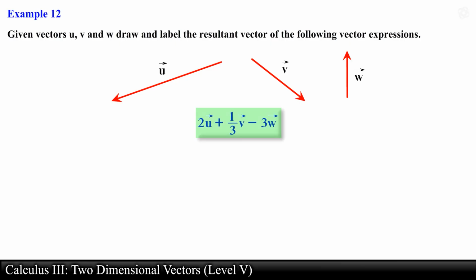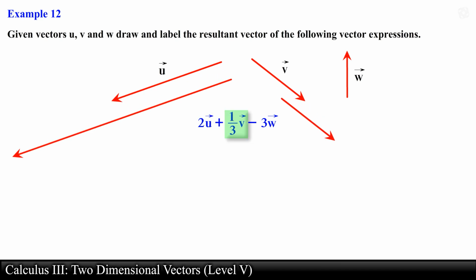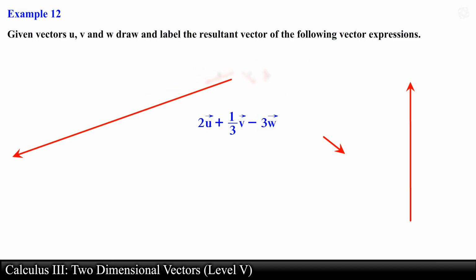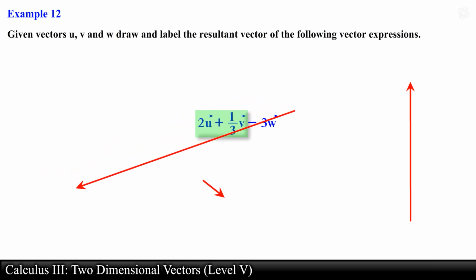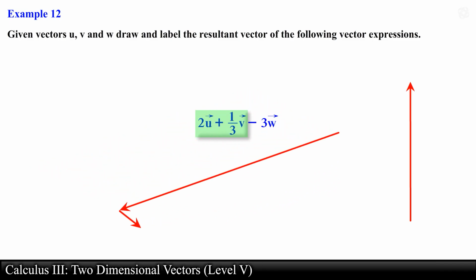Here, we are asked to carry out a scalar multiplication, a sum and difference of vectors. Let's draw the scalar multiplication of each vector. For vector u, we double the length. For vector v, we scale the vector by a third of its original length. And for vector w, we triple its original length. Next, let's go ahead and add vector 2u with vector 1/3 v by using the tail-to-tip method.